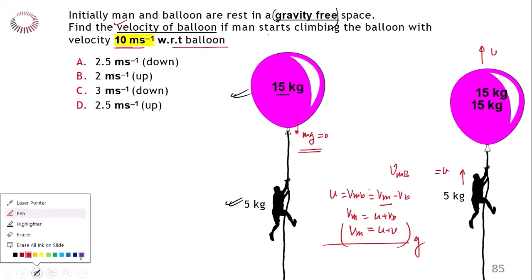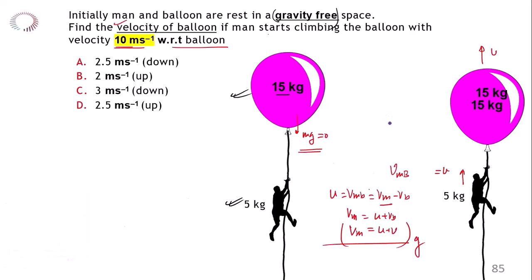Now if I apply the conservation of linear momentum along the y direction, the final momentum for the 5 kg mass should be 5 into (u plus v), and the momentum for the balloon should be 15 into v. That is the final momentum, and that should be equal to the initial momentum. What is the initial momentum? Initially the system is at rest, so that number should be equal to 0.